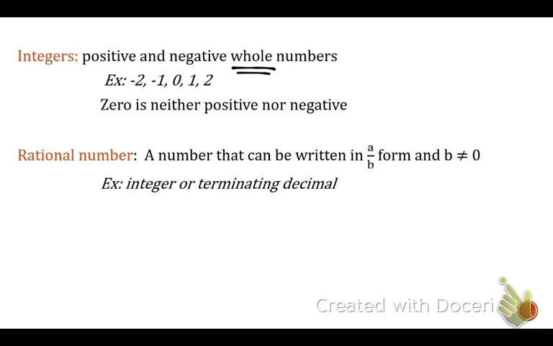Can anybody else give me another example of what an integer would be? What do you think, Harmony? -5, good job. Who's got another one? Charbel? 50. 50, all right, he gave me a positive whole number. What's another one? Taylor? 93, okay, last one. -3. Very good. All of those are integers because they were positive or negative whole numbers.